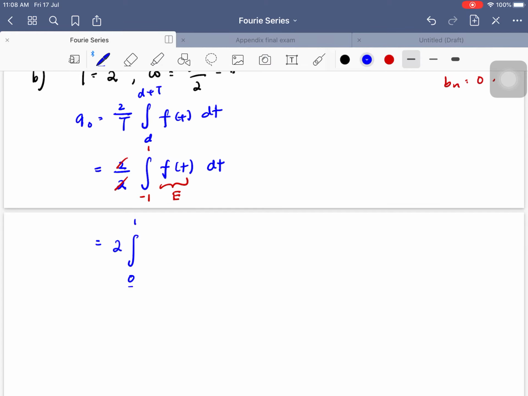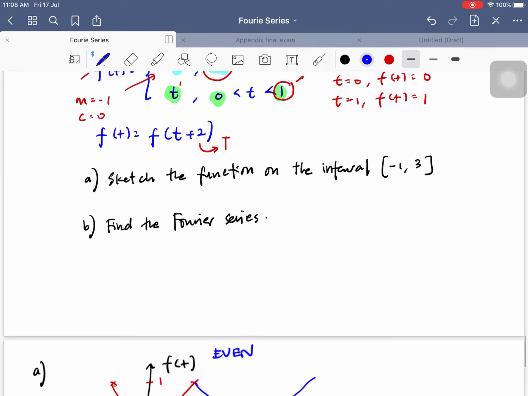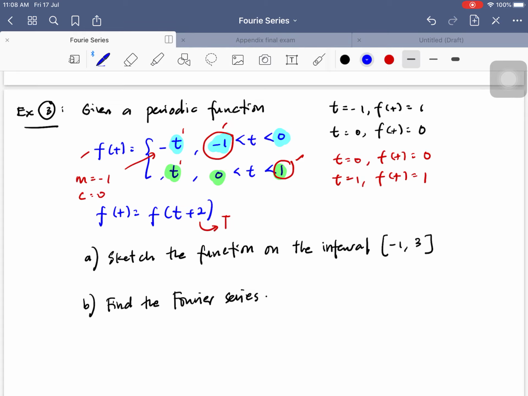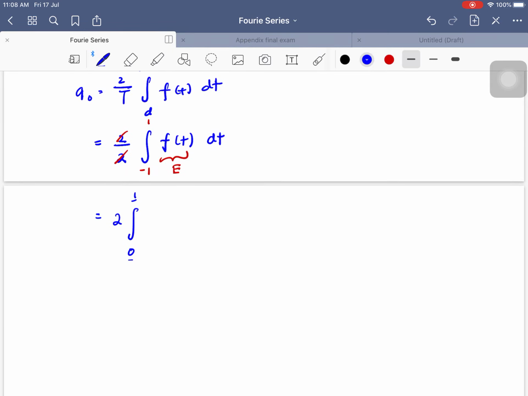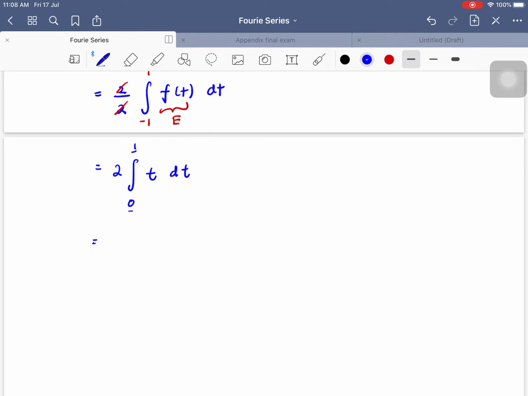Now I'm going to substitute the function f of t. For the area that covers from 0 until 1, the function that I'm going to use is t. So I'm going to have t dt. That's how it looks. Alright, now all I have to do is start integrating. So I'm going to have a 2, and when I integrate t, that will be t squared over 2, evaluated from 0 until 1.